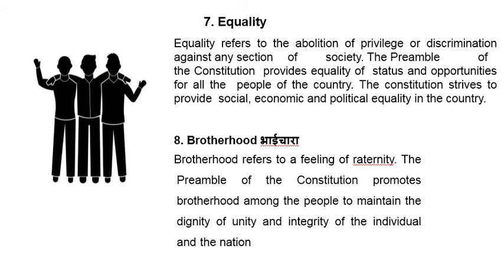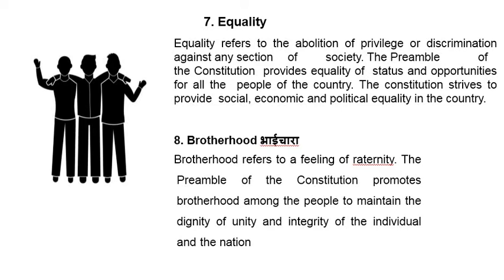Then the equality. Equality refers to the abolition of privilege or discrimination against any section of society. The preamble of the constitution provides equality of status and opportunities for all the people of the country. The constitution strives to provide social, economic, and political equality in the country. Equality means every individual is equal. No caste, religion, or sex determines or provides further opportunities. So basically all individuals present in the country are equal.